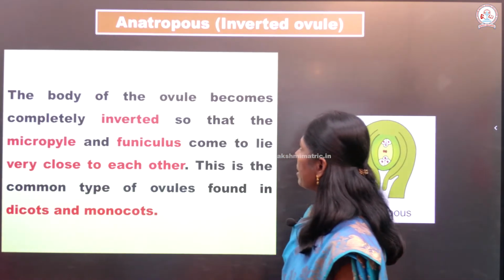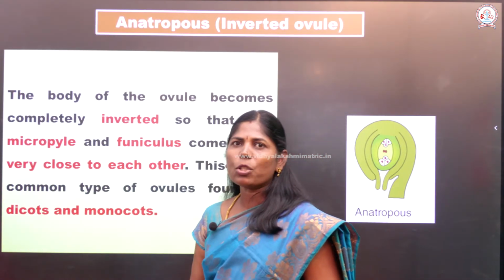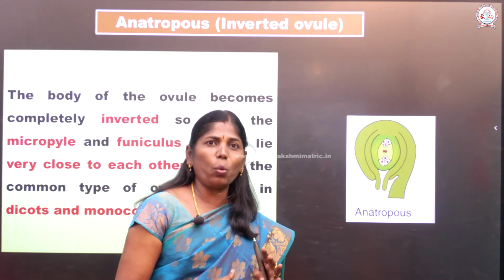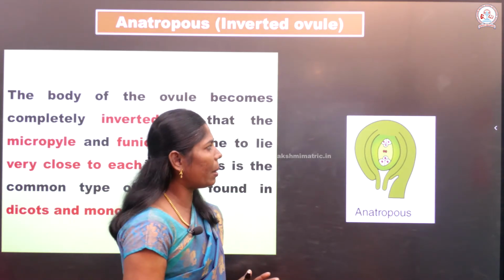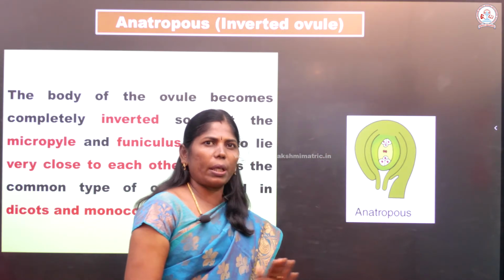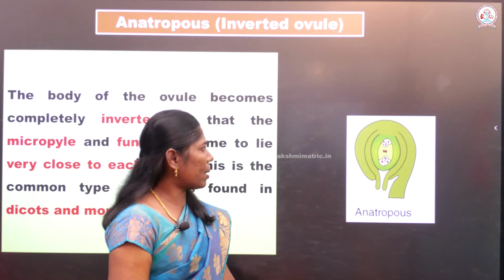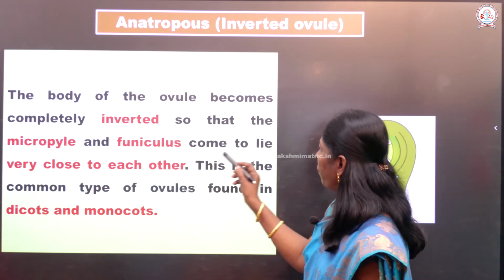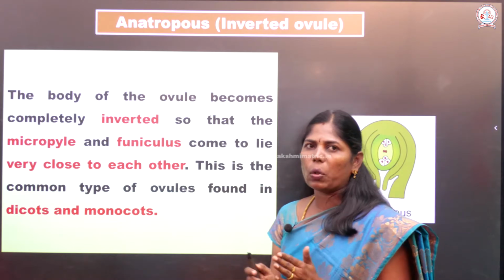Next we are going to see the anatropous ovule. Here the body of the ovule is completely turned through a 180-degree angle. This is an inverted ovule, because it is upside down. In this condition the micropyle and the funiculus come to lie very close to each other.